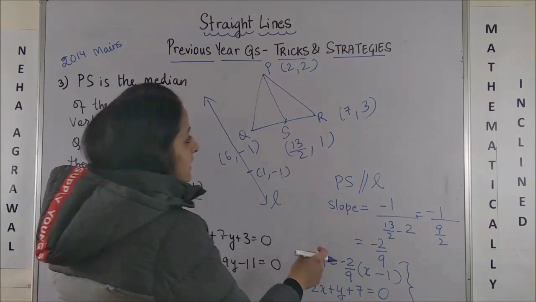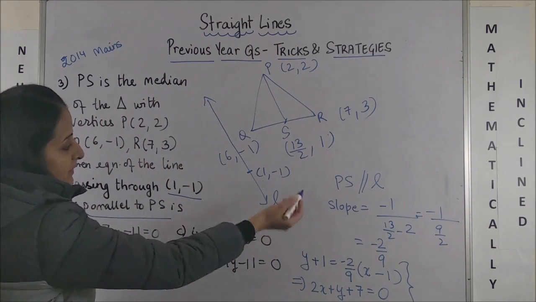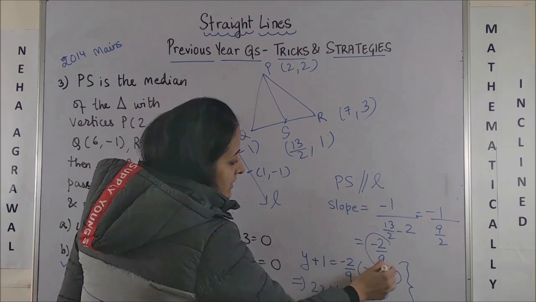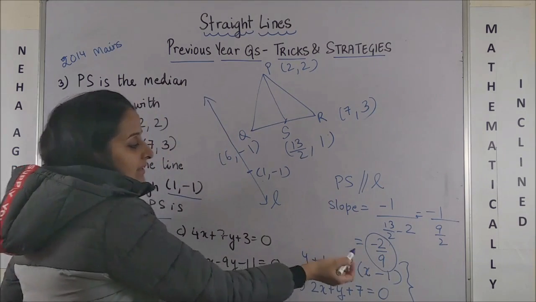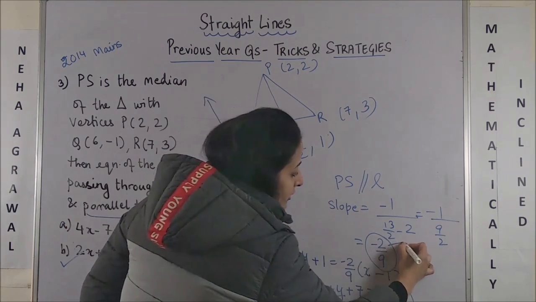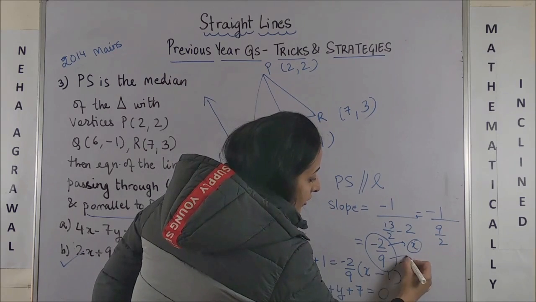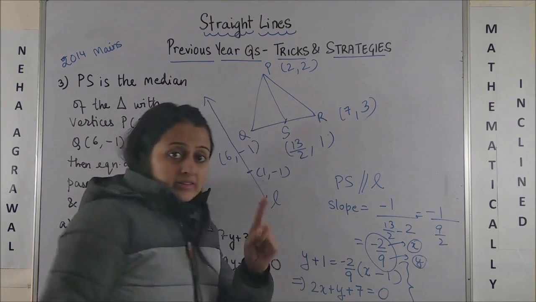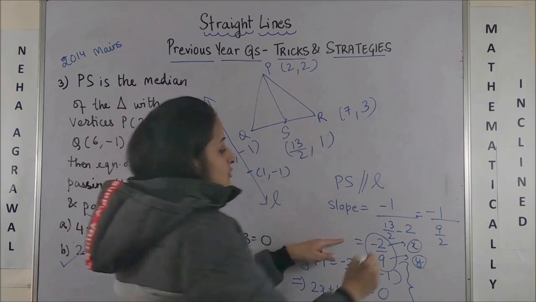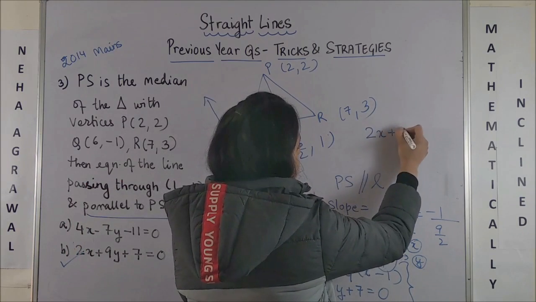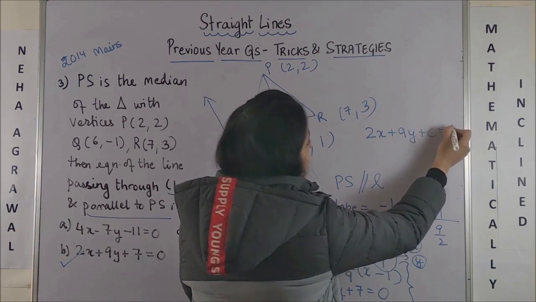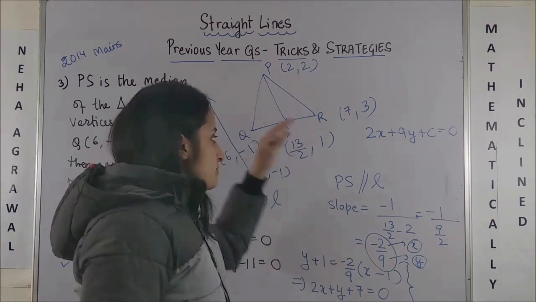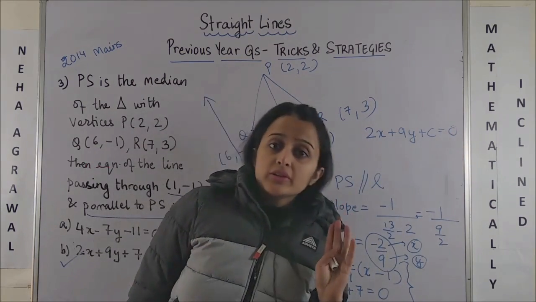Now, what would be the equation of any line if it has the slope minus 2 by 9? Then taking the negative, on the top is the x coordinate, below is the y coordinate. Remember, taking the negative. So you would have 2x plus 9y plus c is 0. This is how the equation which is parallel to the line PS would look.